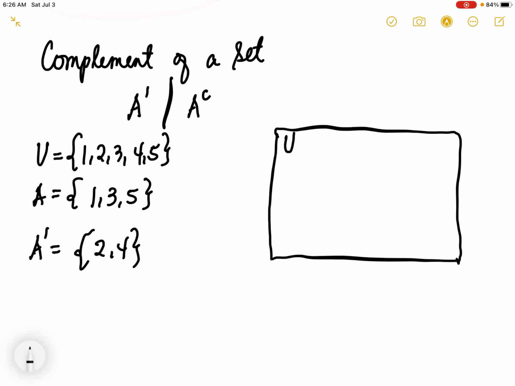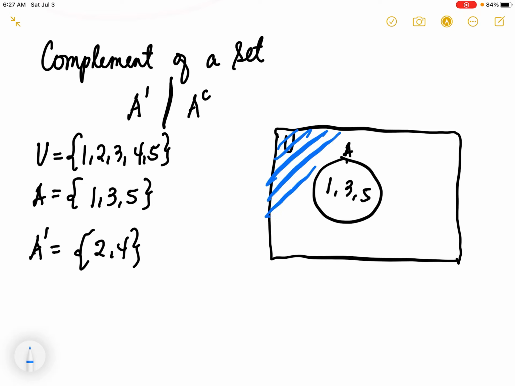This is our universal set. Then we have set A here. Set A is equal to 1, 3, and 5. So we have to shade now the A prime. This is our A prime.